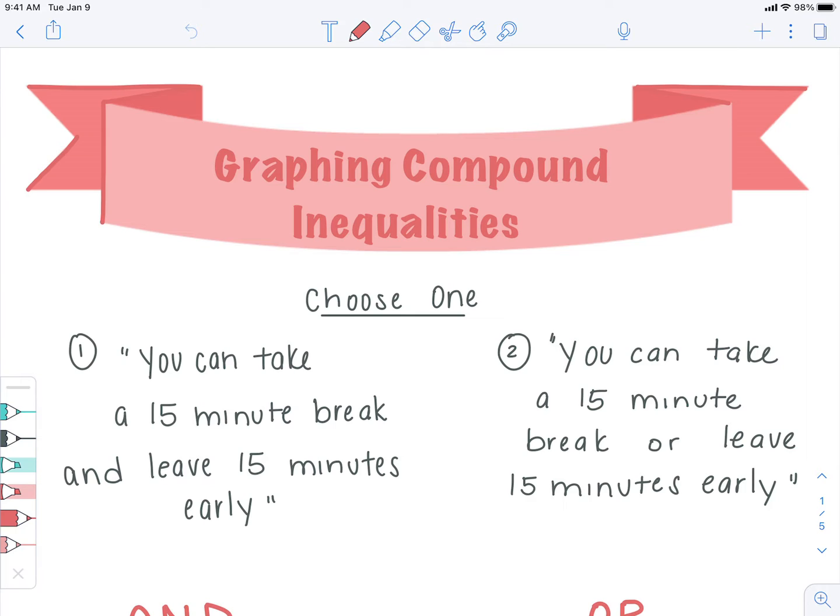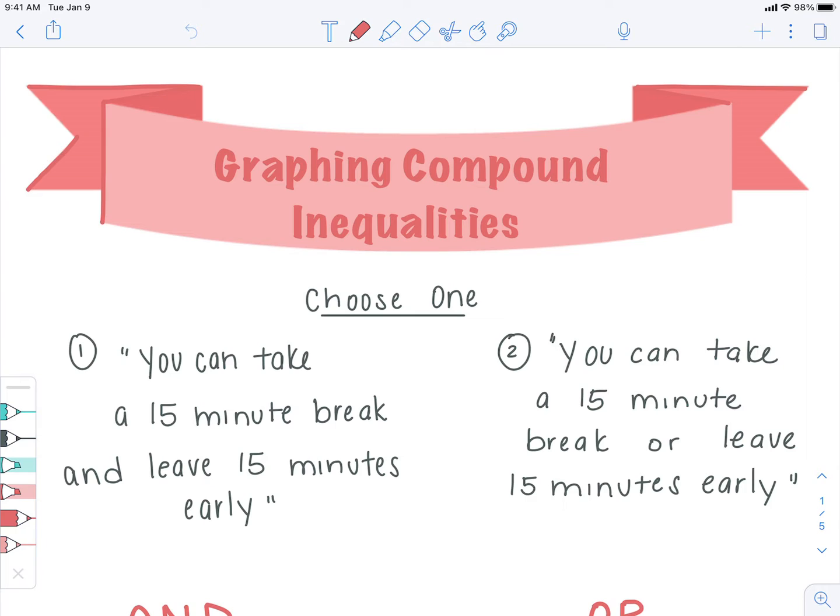Yeah, so there's one word different in both of them, right? The first one says 15-minute break and leave 15 minutes early. So that means you could rest for 15 minutes, you leave 15 minutes early, 30 minutes of your time is your choice, right? Whereas the other one says 15-minute break or leave 15 minutes early. So you could rest for 15 minutes, or you could leave 15 minutes early, but you're only getting 15 minutes of free time in the second one, right? So the and gives us both, or only gives us one or the other, right?